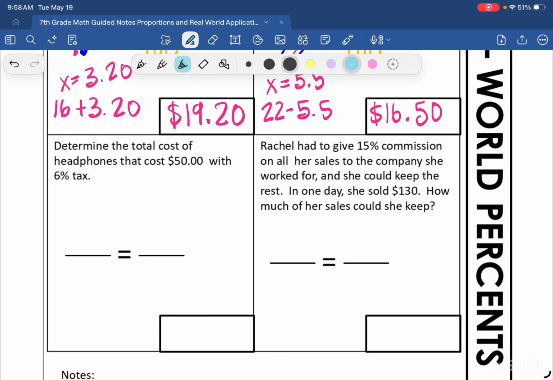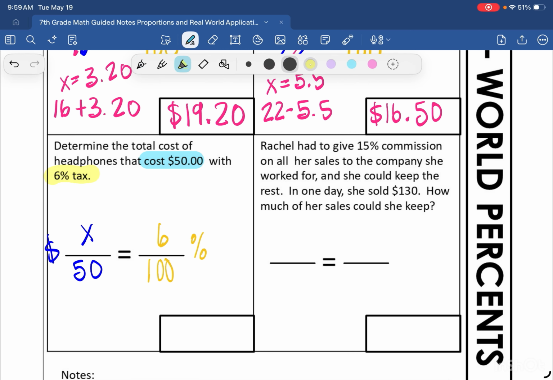All right, this next question says, determine the total cost of headphones that cost $50. Let's mark that, it's important, with 6% sales tax. Okay, let's write this. So my percents here on the right, so 6% is 6 out of 100. And then I'll do my money here on the left. Again, I could switch these as long as I'm consistent with my proportion within the problem. But my whole is 50. I'm trying to figure out the tax. So that's going to be my part. That's going to be 6% of 50.